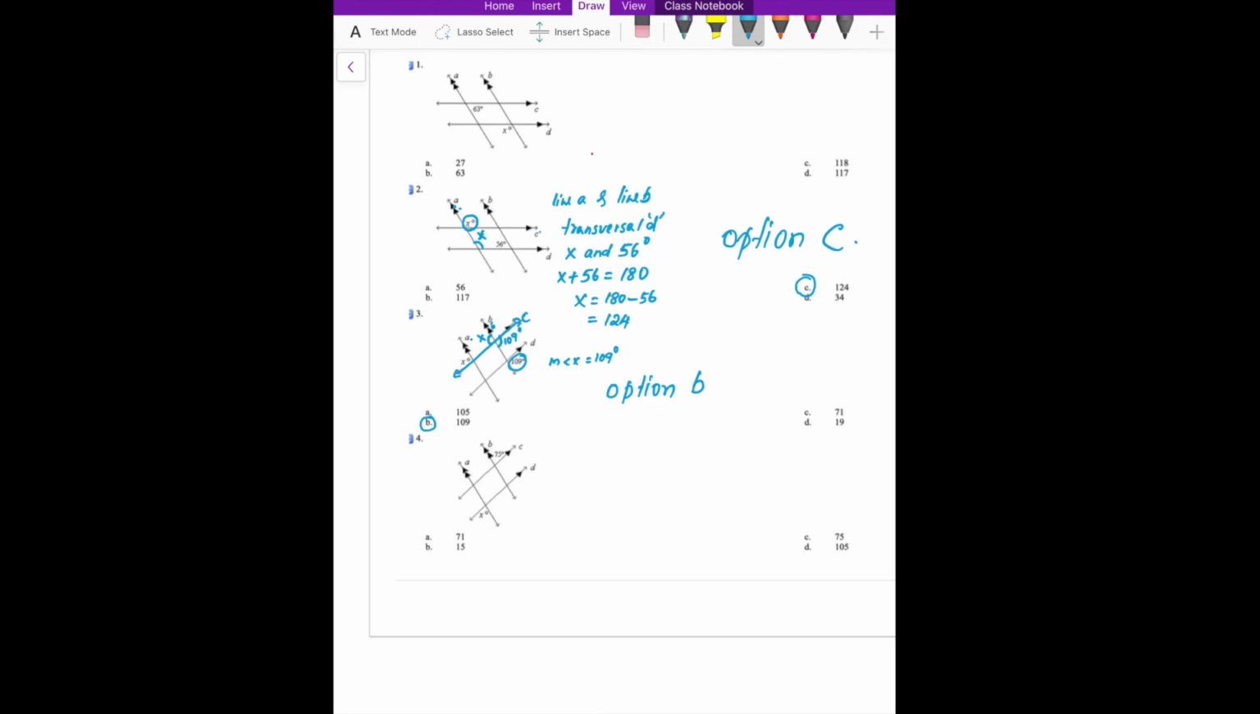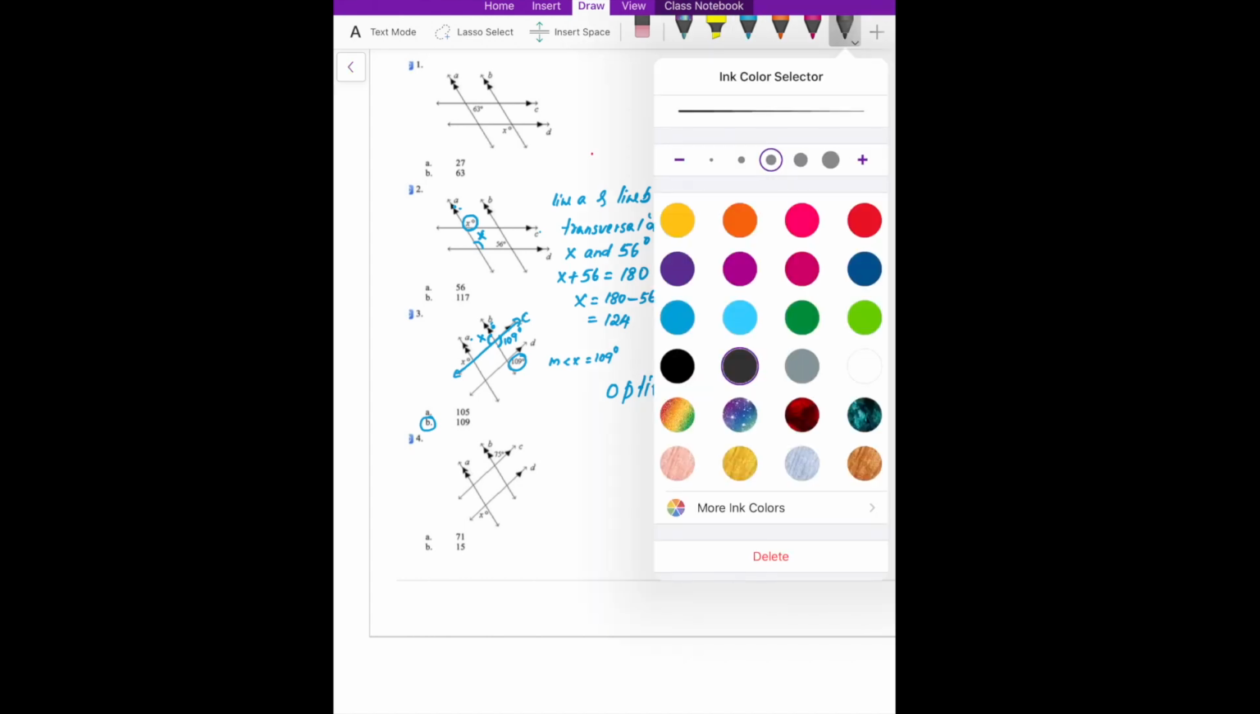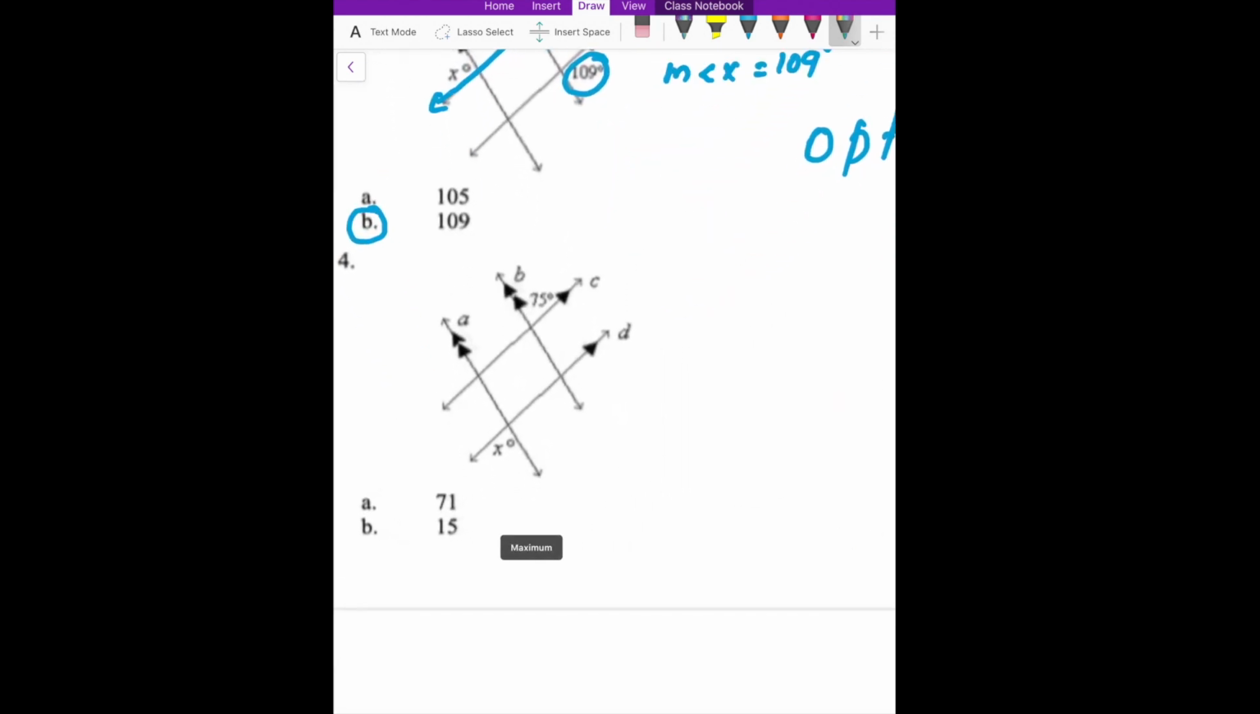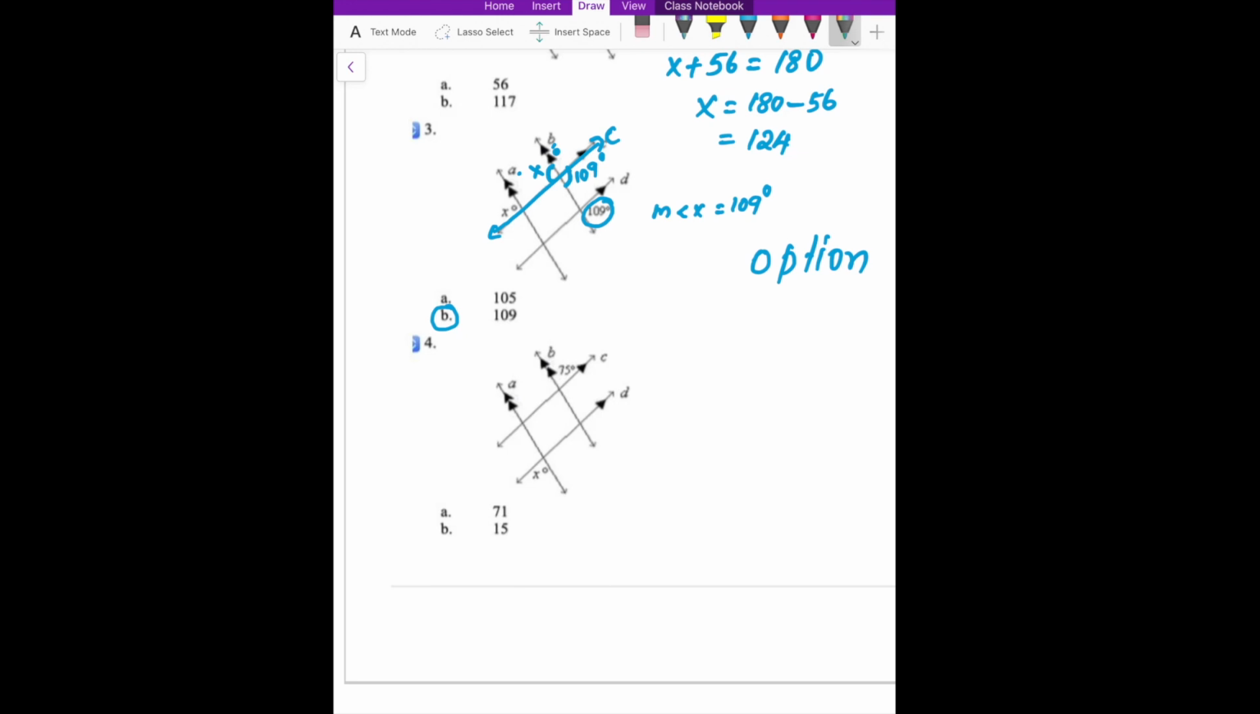Number 3. Now let's look at the last problem, which is number 4. What did they give you? They gave you this angle is 75 degrees. So what is the corresponding angle of that? It is on the right side of C and below B. So you should take the right side of C and below A. So that is 75 degrees. And what is the corresponding angle of X?